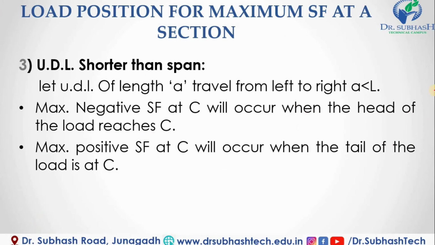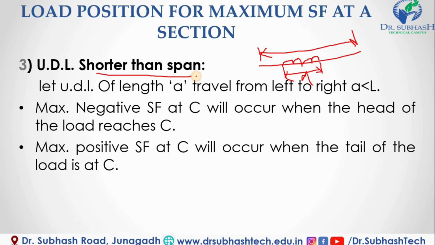Now, UDL shorter than span. It means the span is L and in between there is a small UDL given. It means shorter than span. At that time, what should be done? Let a UDL of length A travel from left to right. This is denoted as A, but our A should be less than our total span L, and that's why the name is shorter than span.